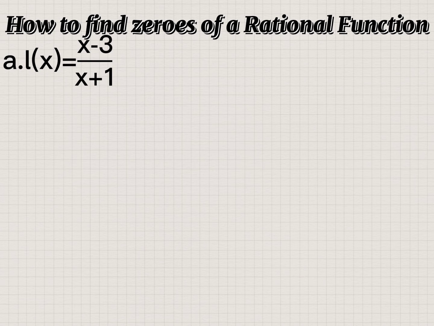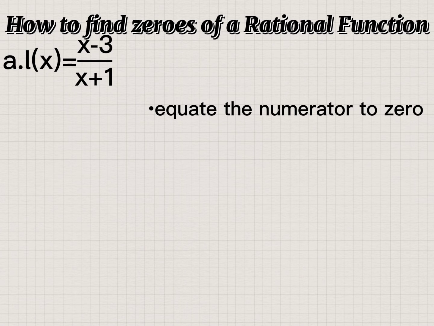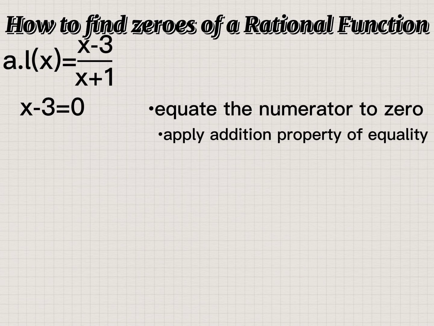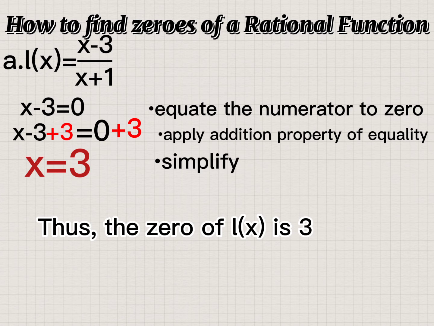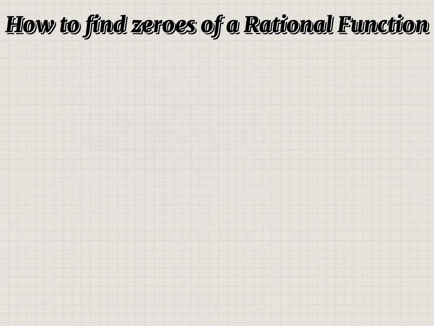So the first step that we are going to do is equate the numerator to 0. So x minus 3 equals 0. And then solve for x by applying the addition property of equality. So x minus 3 plus 3 equals 0 plus 3. And then simplify your answer. And that will give you an answer of x equals 3. Thus, the zero of L of x is 3. That is our answer. Next example.